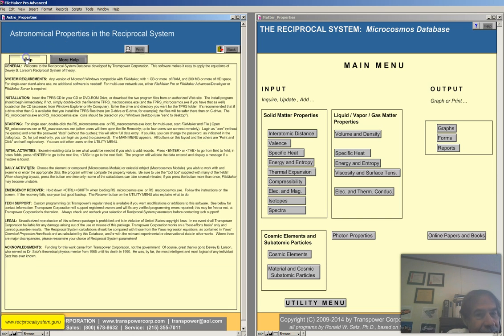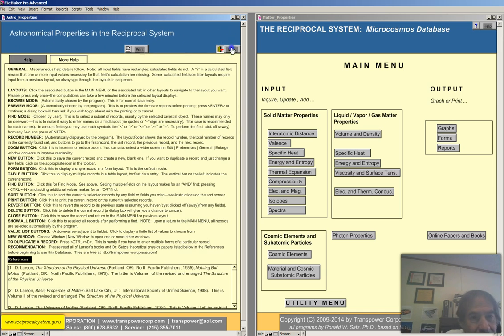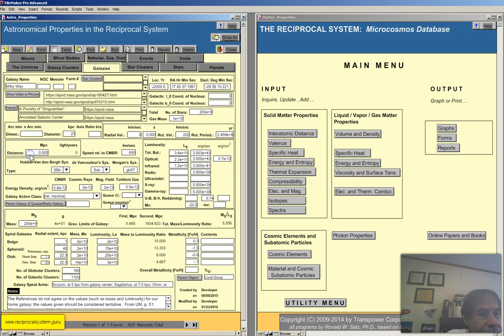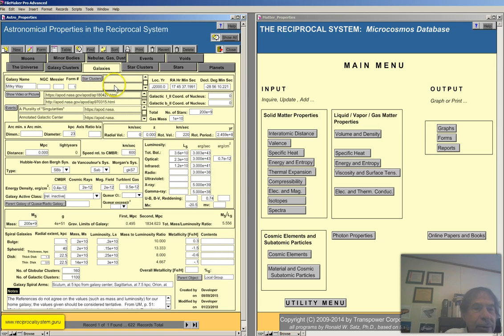All right, so let's go back here. Let's go back to Galaxies. We're back to the Milky Way. Notice down here the parent object is the Local Group, so that makes sense. Star clusters, we could list them all, but that's just an option. Sometimes I didn't bother to put the parent object in there, but it's no big deal.